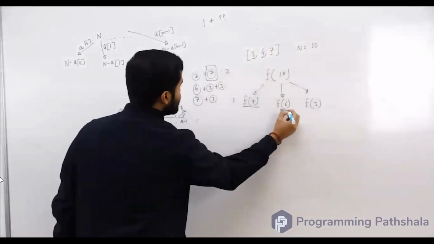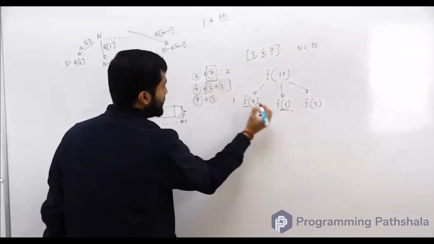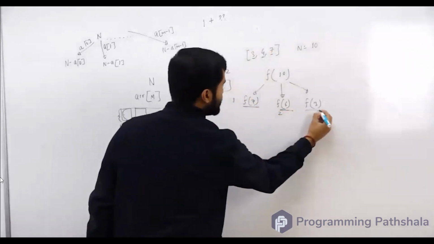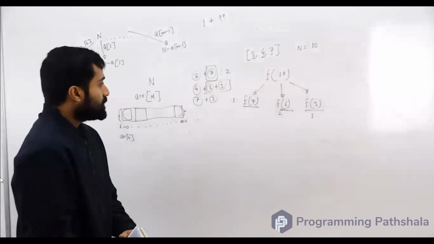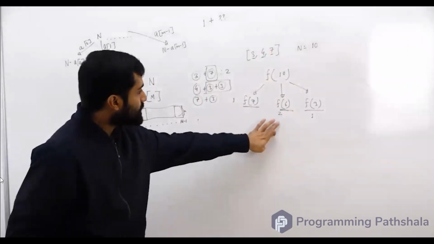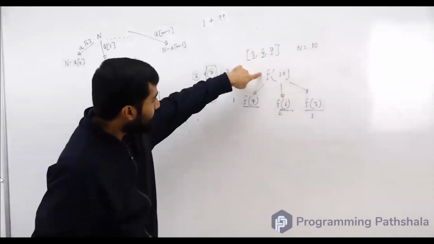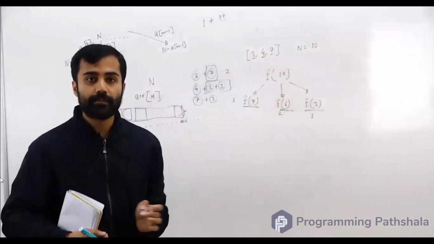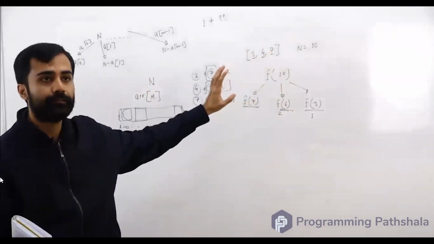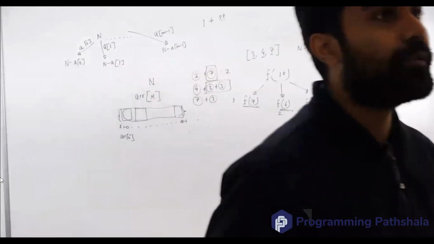Similarly, for this, the answer is 2. You just need 2 coins. For this, the answer is 1. So if somebody tells you this is 1, this is 2, this is 1, then you can tell me the answer for this. What is the fewest number of coins needed to make 10 rupees? Tell me.